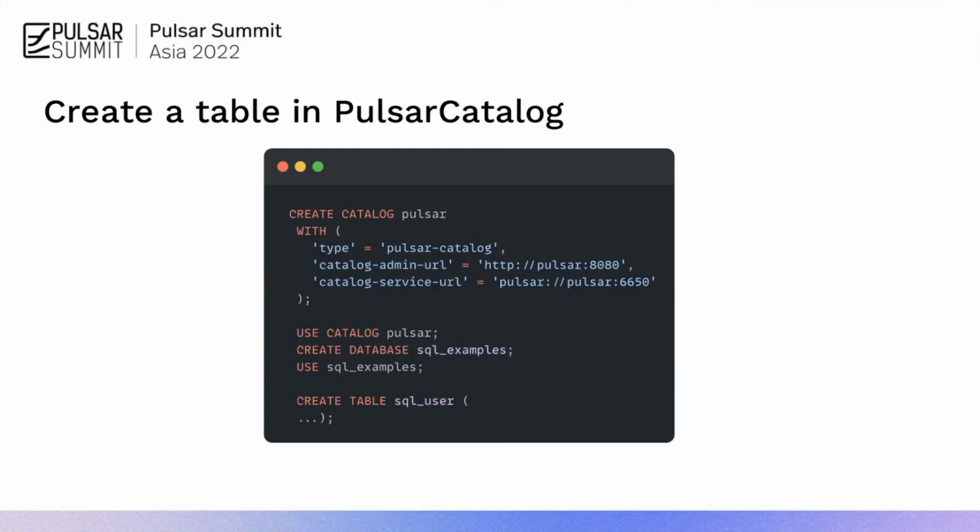Creating a table in the Pulsar catalog is easy. You first need to use the catalog, and then you need to create a database. Here, we create a database called SQL examples, and then we use the database SQL examples. After that, we can just execute the create table statement to create a table named SQL user. It's very normal, just like any other SQL connectors. Here, tables like SQL user are called explicit tables. We'll come to the details later on why they are called explicit tables.